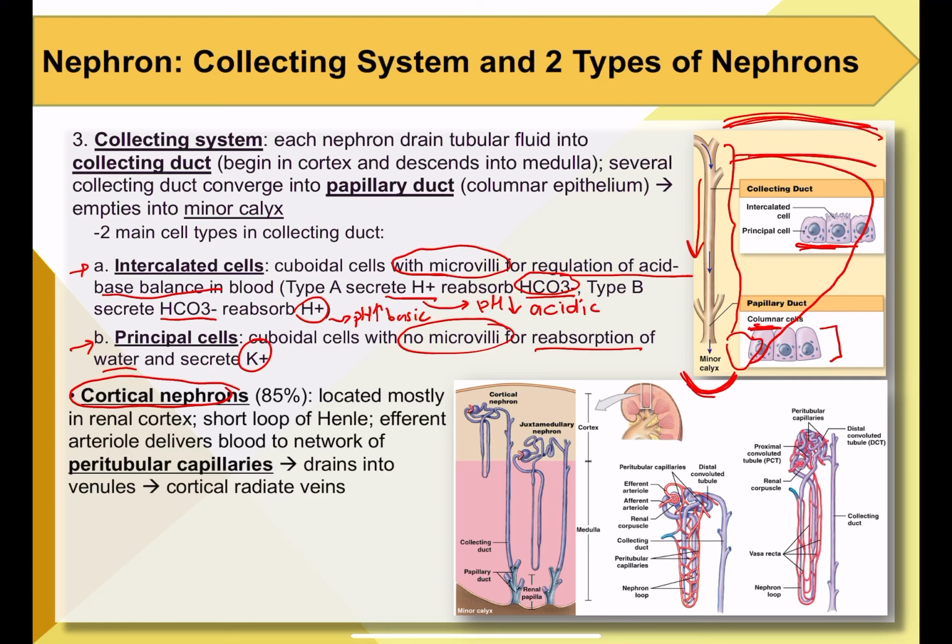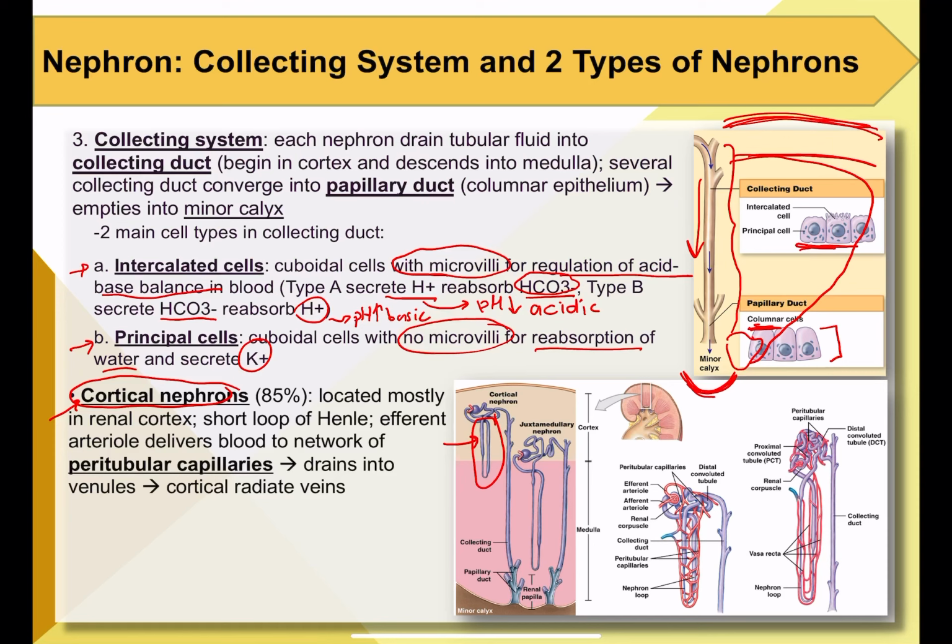Almost 85% of all nephrons are actually this type, the cortical nephron, so they're more numerous. They have a short loop of Henle like this, and they're mostly within the renal cortex region. That's why we call them cortical nephrons, because they're mostly in the cortex region.